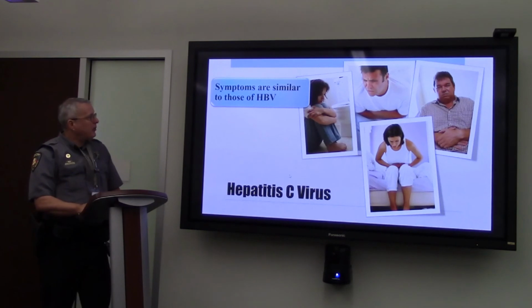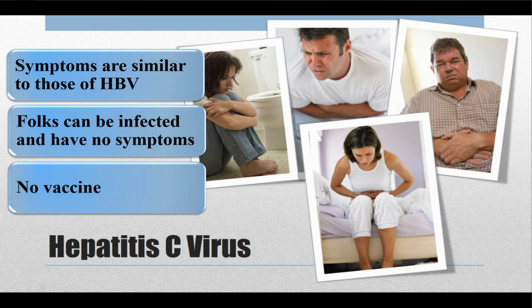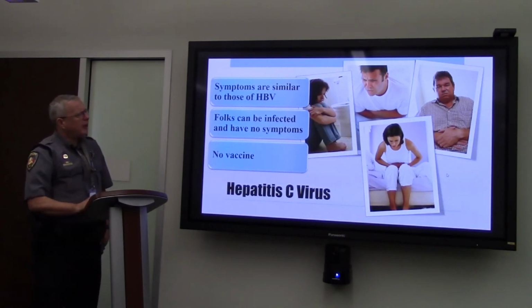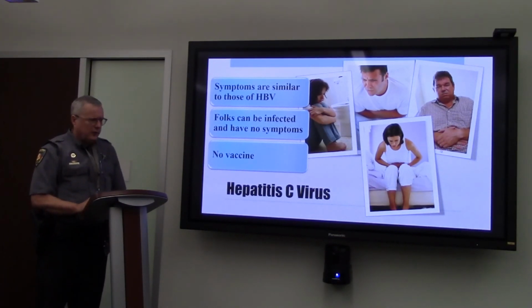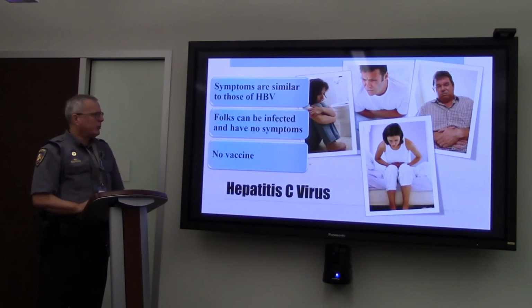Hepatitis C. Hepatitis C is very similar to hepatitis B. People can be infected and have no symptoms, and they can be asymptomatic for absolutely years. And there is no vaccine for hepatitis C. A couple of groups are at higher risk. Baby boomers, people with multiple tattoos, veterans, and of course people who have IV drug addictions seem to be at higher risk. But it basically presents very much the same as hepatitis B.